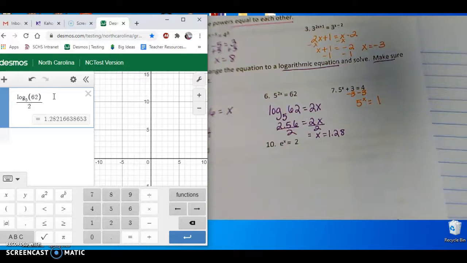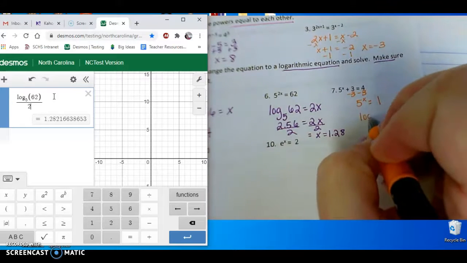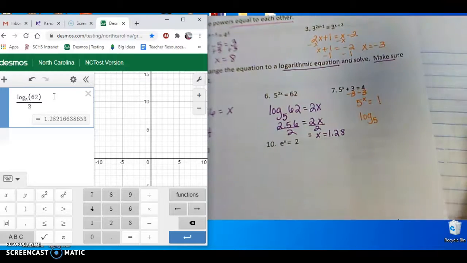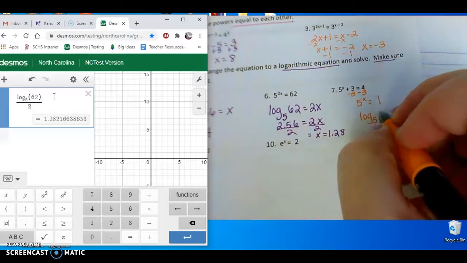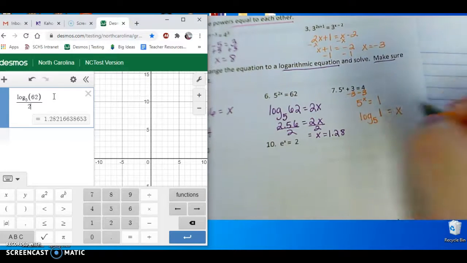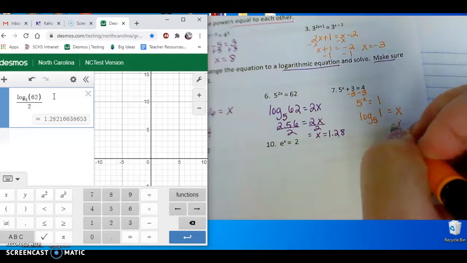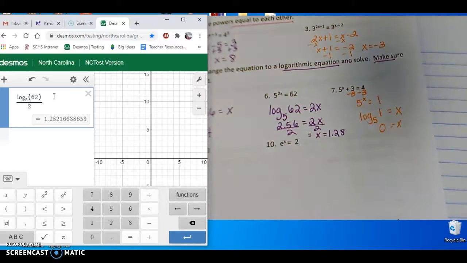You may know this answer without having to solve it. But if you don't, I know that 5 is the base. I know that 1 goes here. And I know that x goes there. This comes out to be 0. You can put it in Desmos if you want to, but you do get 0 there.